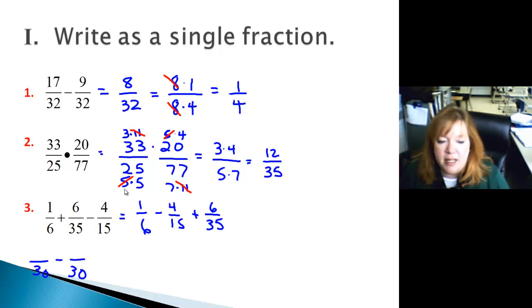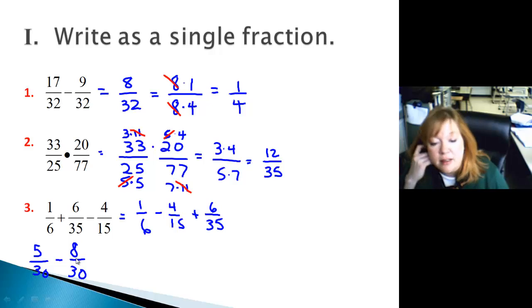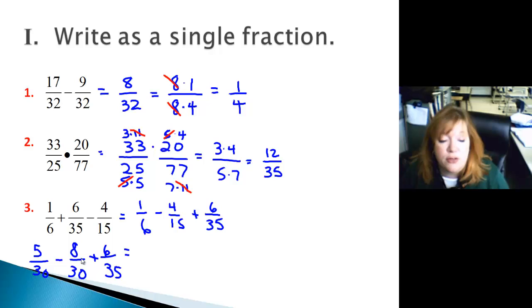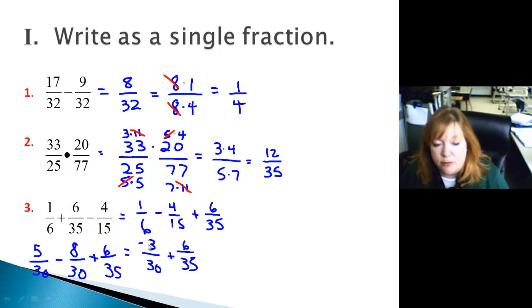So I'm going to make this 1/6 an equivalent fraction out of 30, which is going to be 5 out of 30, and my 4 over 15, I'm going to make that 8 out of 30, because 15 times 2 is 30, so I take my 4 times 2 to get 8. I just deal with those two first, so I end up with negative 3 over 30, and add on the 6 over 35. This makes it easy. I can reduce this negative 3 over 30 to negative 1/10, and 6 over 35.